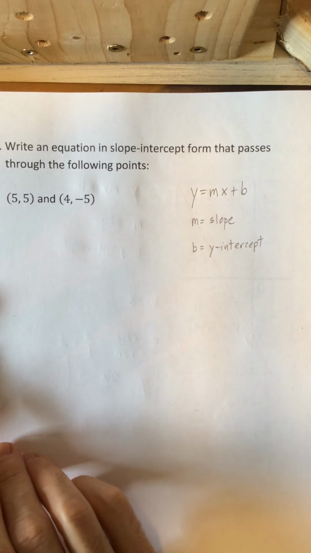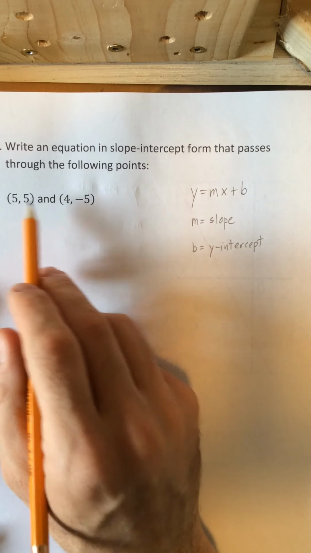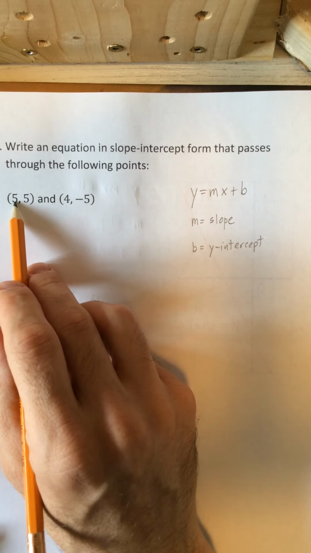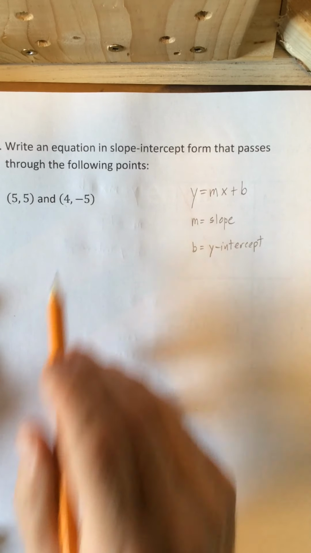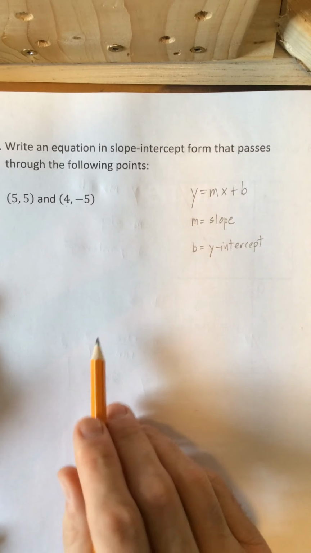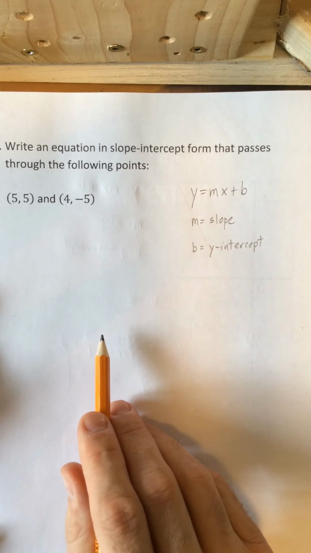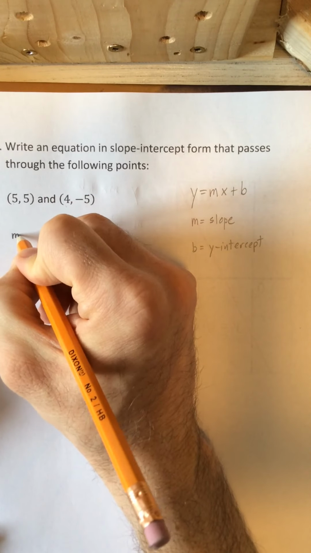Now, given what you've previously learned, if we look at both of these coordinates, neither of them are the y-intercept, because the y-intercept is where x equals 0. And in both of these coordinates, the x value here is 5 and here is 4. So neither of these are the y-intercept because the x value is not 0 in either of them. So what we have to do to begin is find the slope.